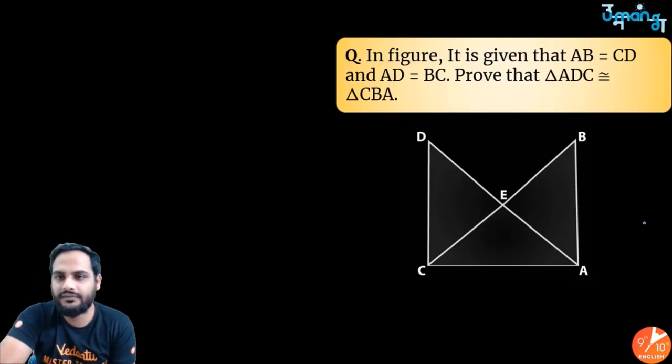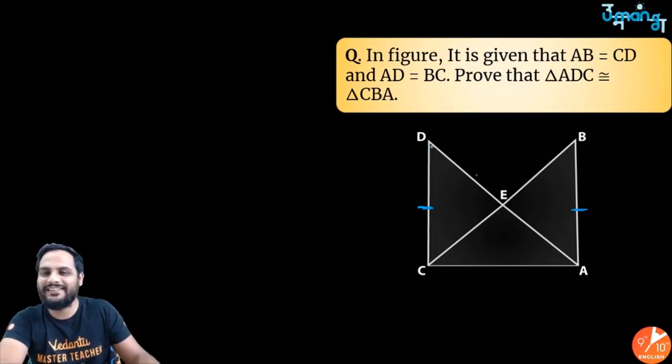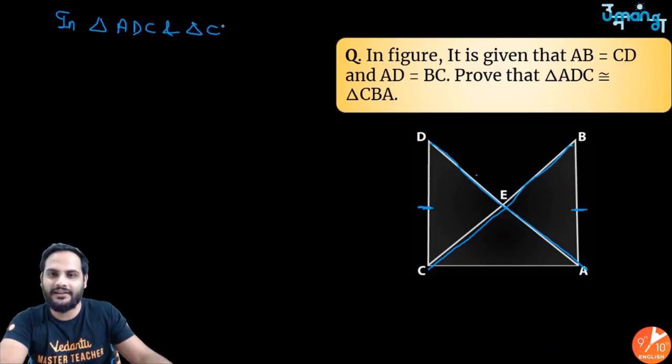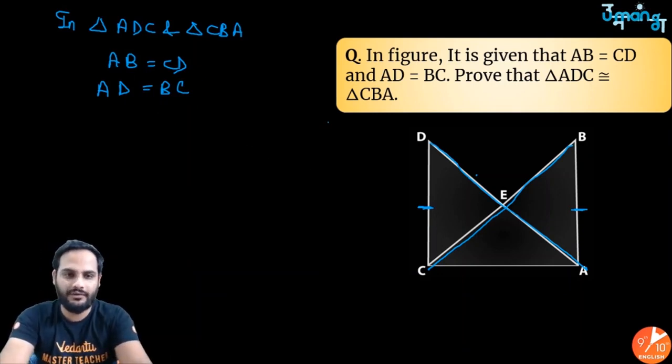Next question, see, in the figure it is given AB is equal to CD, and AD is equal to BC. Yes, okay, see how easy it is. AD and BC are given equal. Prove triangle ADC is congruent to triangle CBA. In triangle ADC and triangle CBA, I can say for sure one thing: AB is equal to CD given, AD is equal to BC given.